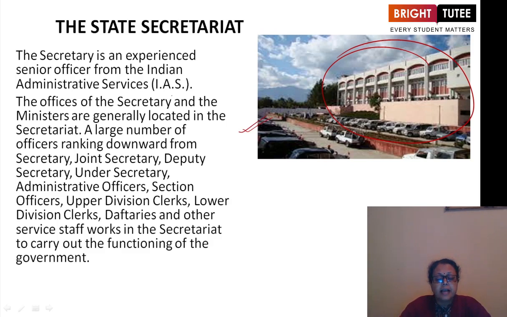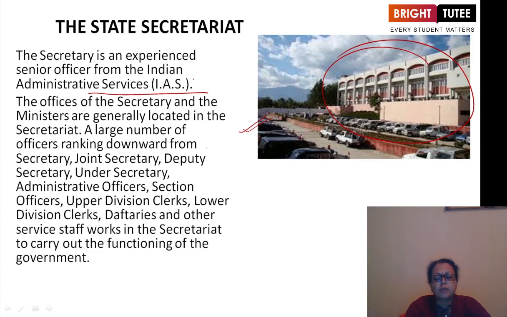The secretary is an experienced senior officer from the Indian Administrative Services. They are not elected like the ministers or the representatives. They are selected, recruited by the Public Service Commission. The offices of the secretary and the ministers are generally located in the secretariat.